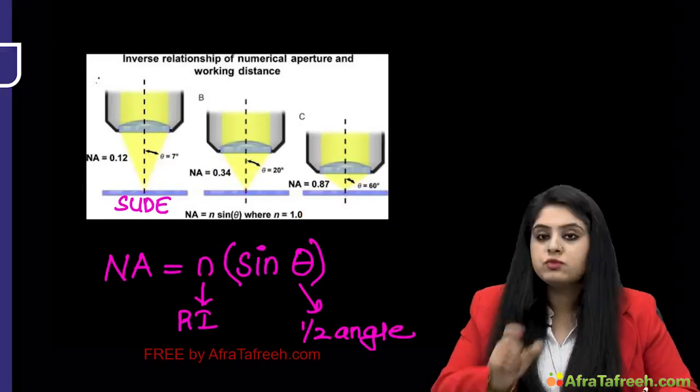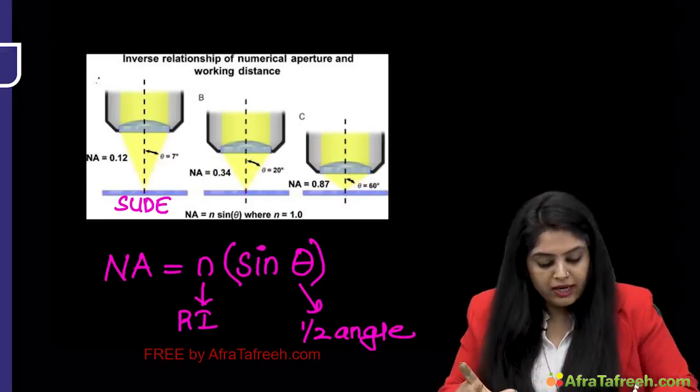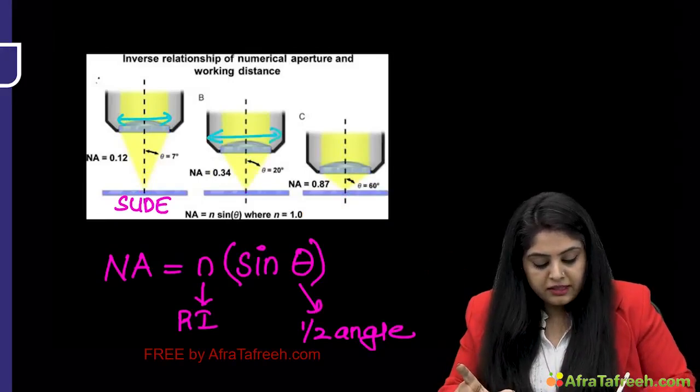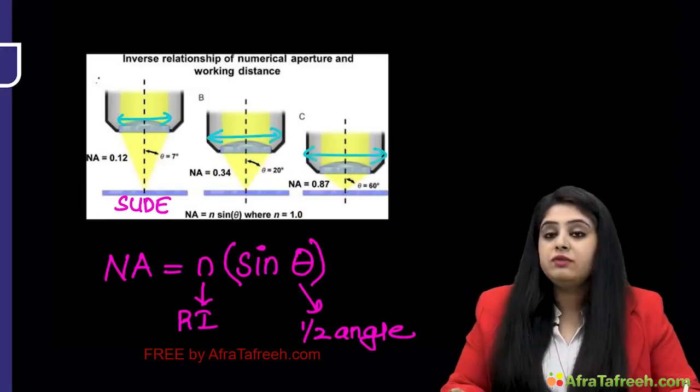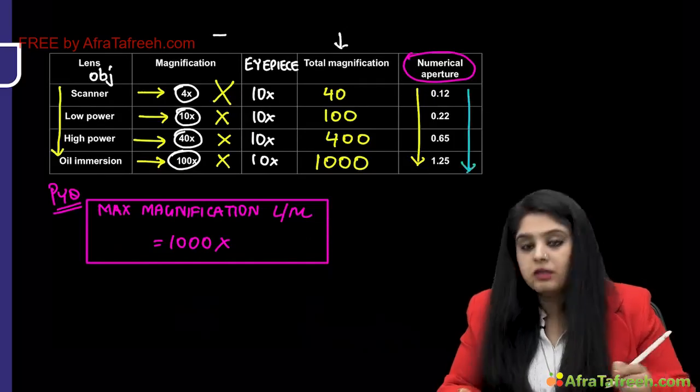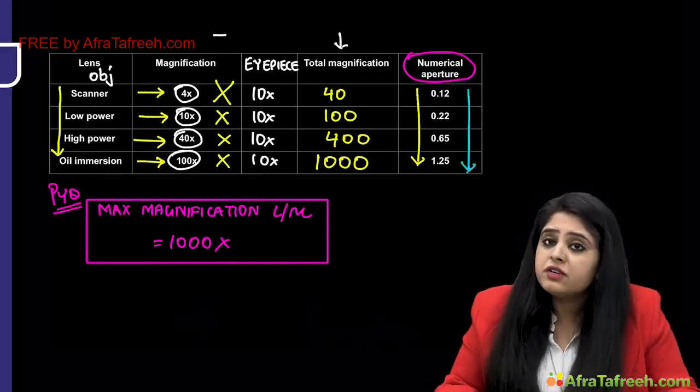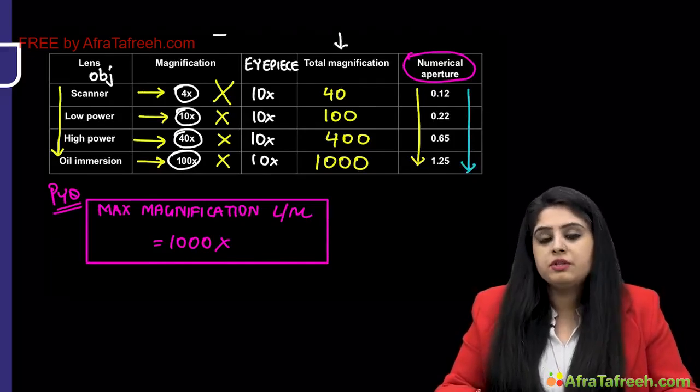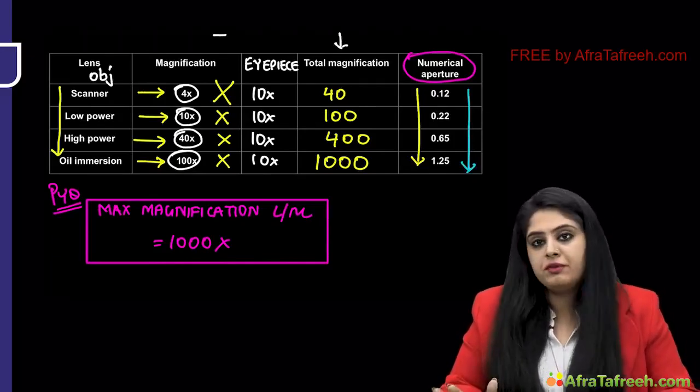You just have to know that, look at these lenses. The lenses go from small to bigger to even bigger. There is a small lens, then a bigger lens, then an even bigger lens. And you will realize that as your lenses increase, the numerical aperture increases. So as the magnification increases, the numerical aperture increases. That is all that you have to know.